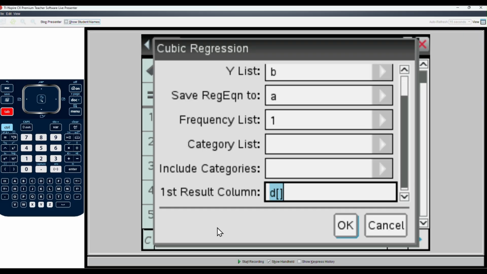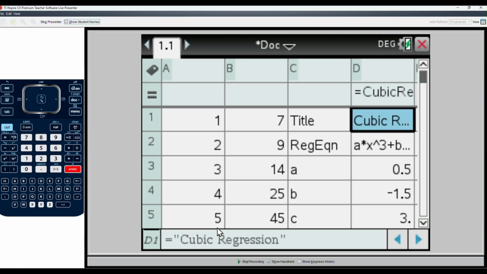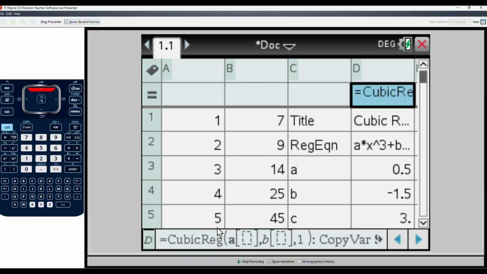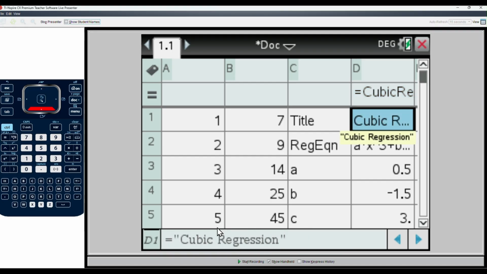But finally, we have to decide where we're going to put the results. And it only makes sense, since column A was the input and column B was the output, that we use column C to show the results of the calculation. Press tab, and now I'm ready to hit enter. And just like that, the calculator has given me the solution. I want you to note a few things. It says it's cubic regression.